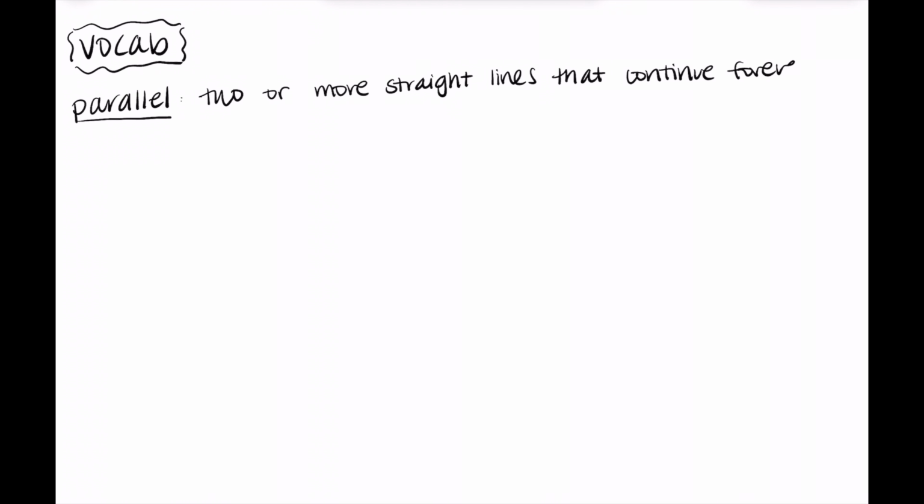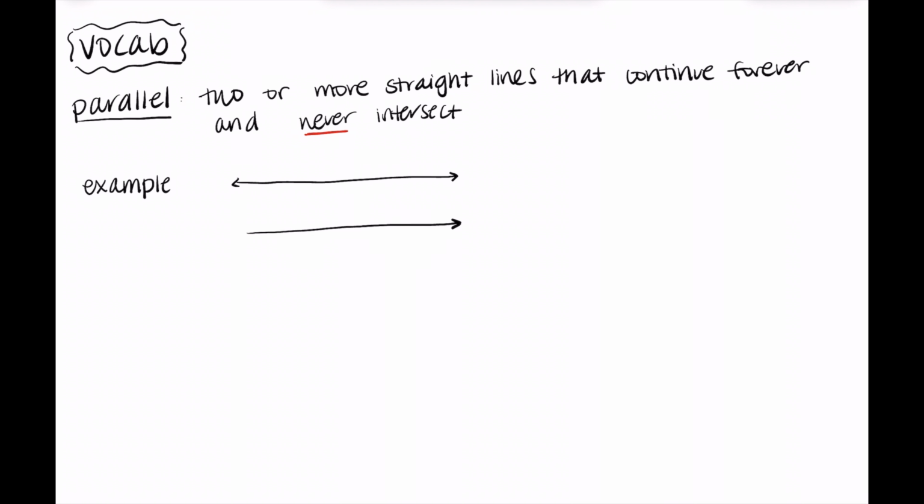So the definition of parallel is two or more straight lines that continue forever and never intersect. And to intersect means that they cross, right? So these lines are straight lines, they continue forever, and they will never cross. For each one of these vocab words, we're going to draw out what the example looks like, and if there's any type of geometric notation we need to know, we will draw that out as well.